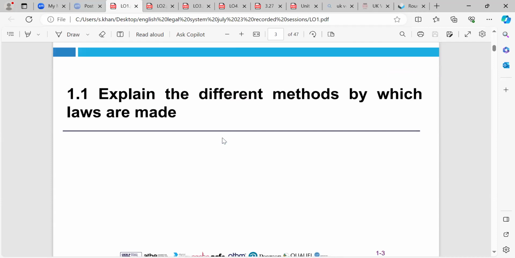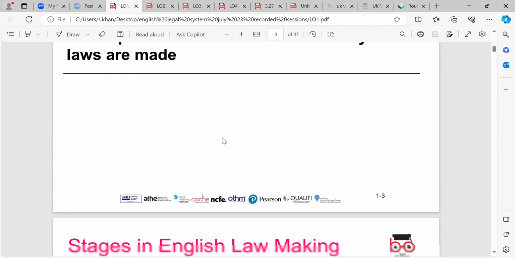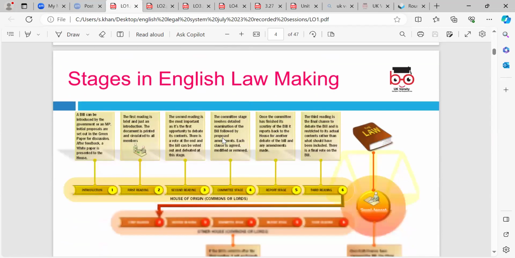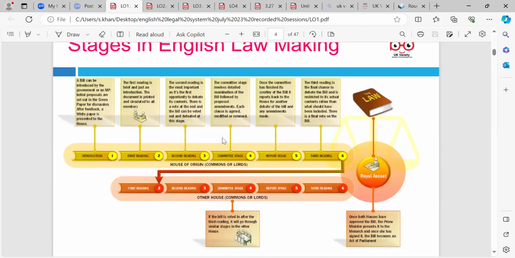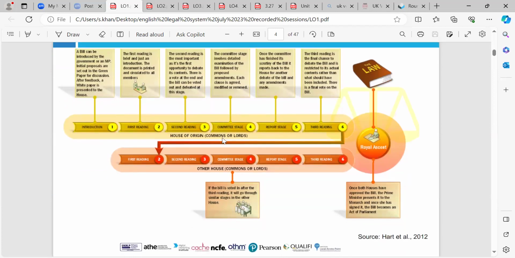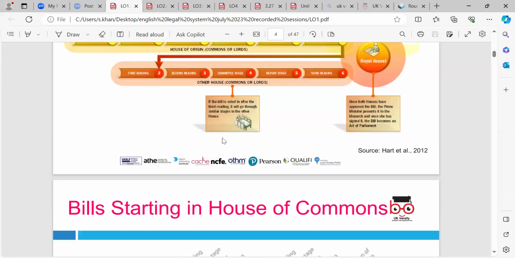So we looked at the different methods by which laws are made, and we looked at the different stages, both from the House of Commons side and also the House of Lords side, and we looked at how each bill is passed through each house, and then the final stage is the royal assent.